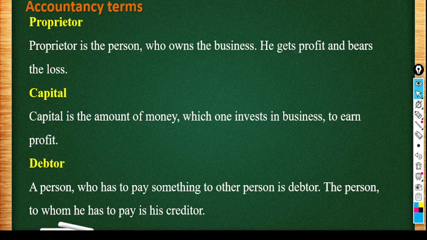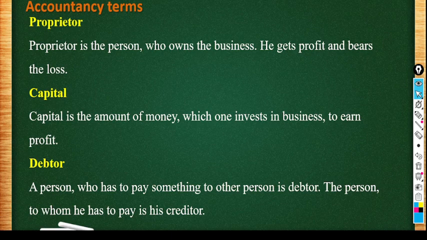If one or more persons are there in the business, then that business is called a partnership business. If the business is registered under the Companies Act, then the proprietors are called shareholders.